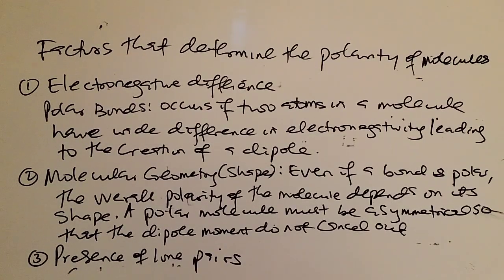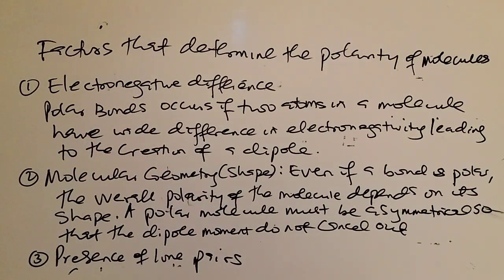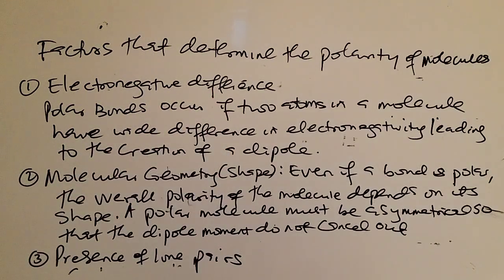Okay, let's look at the factors that determine the polarity of molecules. As mentioned before, the first factor that determines the polarity of a molecule is electronegativity difference. Polar bonds occur if two atoms in a molecule have a wide difference in electronegativity, leading to the creation of a dipole.